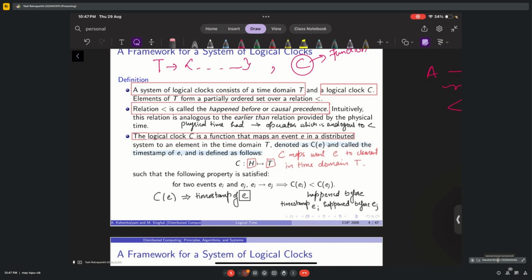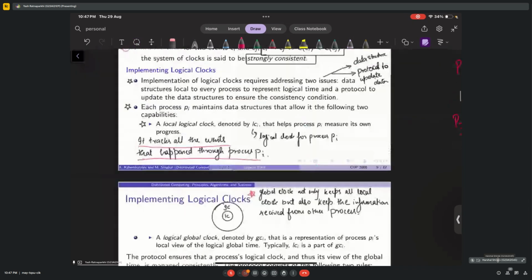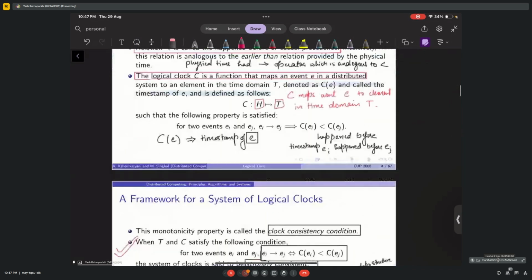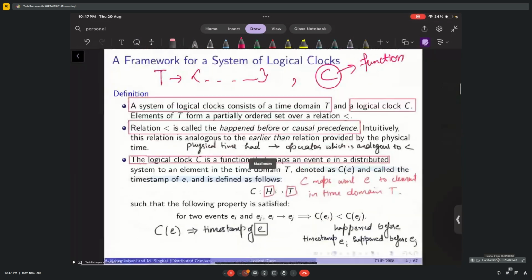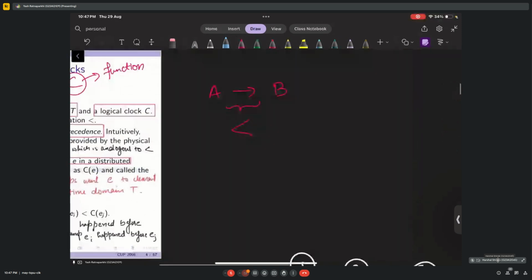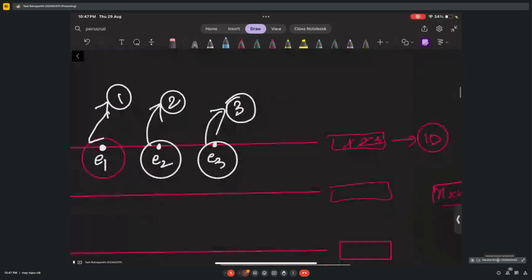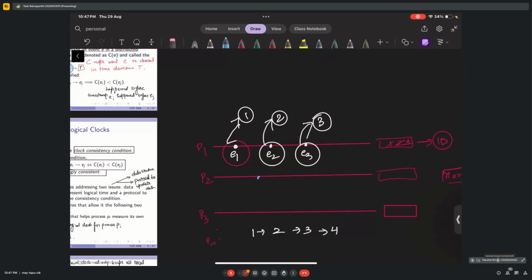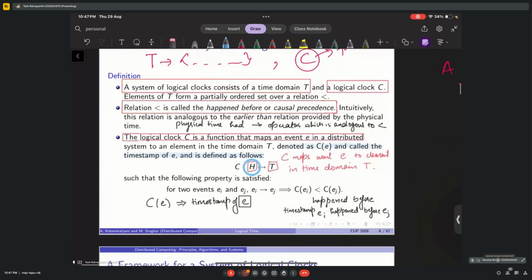If you are able to see this, it is gone. So this H is the set of all the events. Whatever events there will be for all the processes, that H is a subset. So H will contain how many elements with respect to this? If I draw this more, this H will contain 1, 2, 3, 4, 5, 6, 7, 8. This H will contain 8 events.